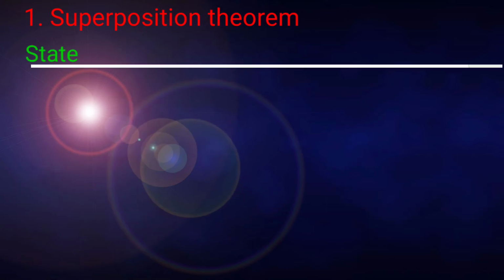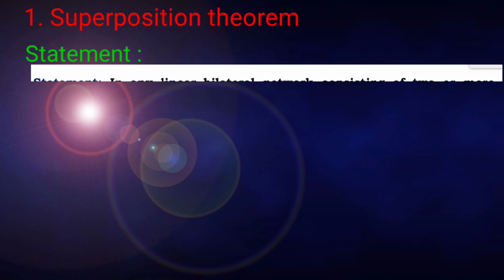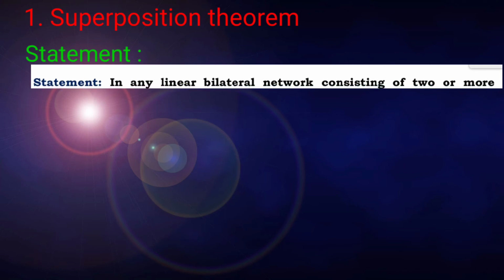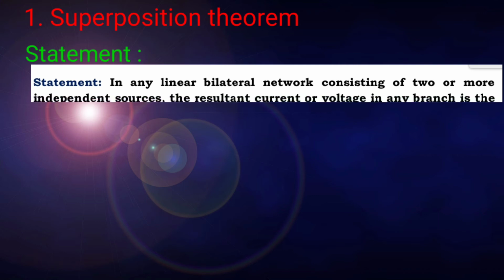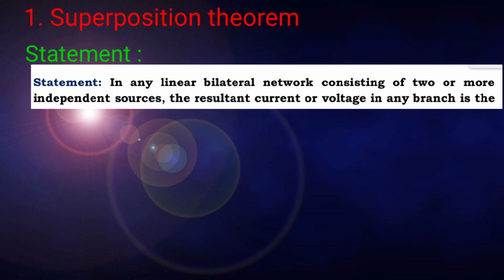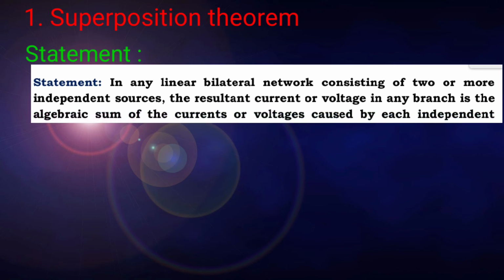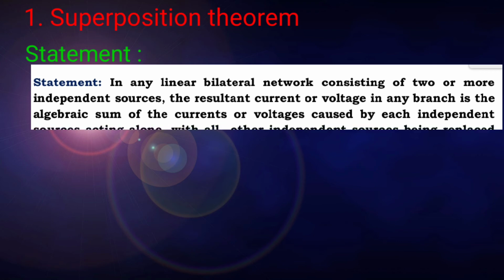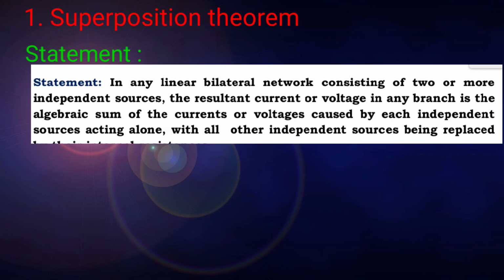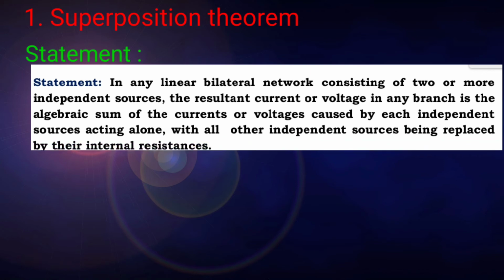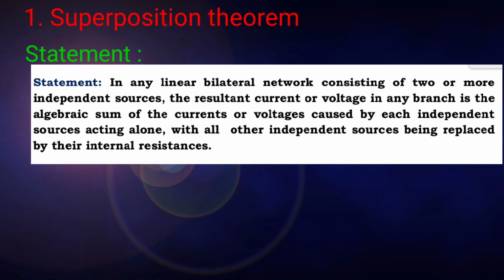Okay, come to the statement of the theorem. The statement is very simple. Please try to understand. In any linear bilateral electrical network containing two or more independent sources, the resultant current or voltage in any branch is the algebraic sum of the currents or voltages caused by each independent source acting alone, with all other independent sources being replaced by their internal resistances.